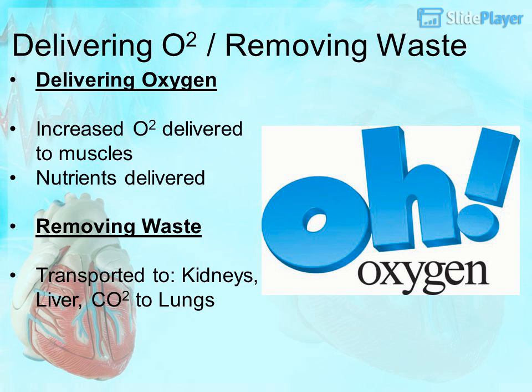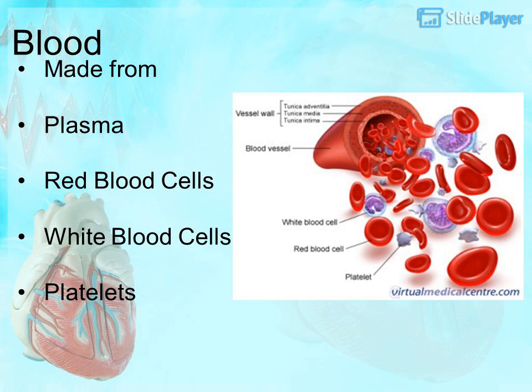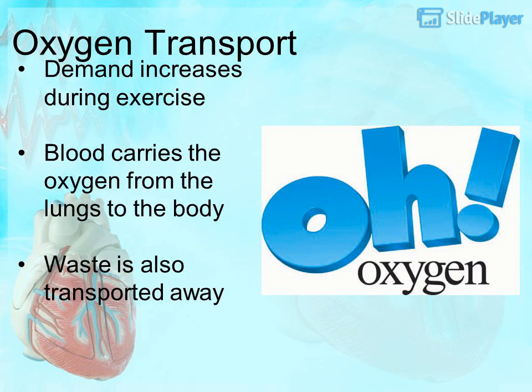Delivering oxygen. Increased O2 delivered to muscles. Nutrients delivered. Removing waste. Transported to kidneys and liver, CO2 to lungs. Blood is made from plasma, red blood cells, white blood cells and platelets. Oxygen transport demand increases during exercise.